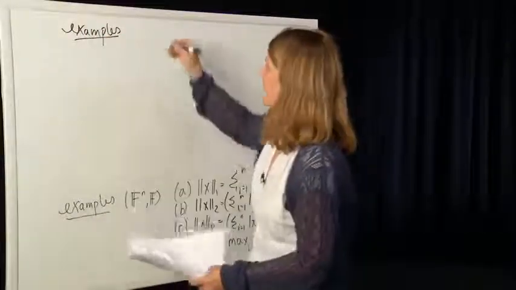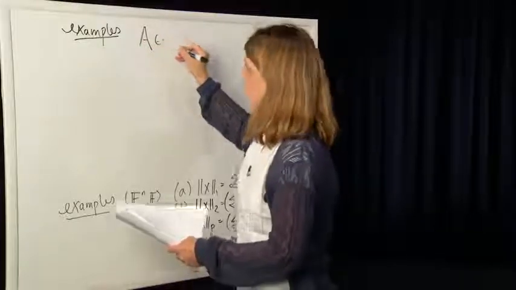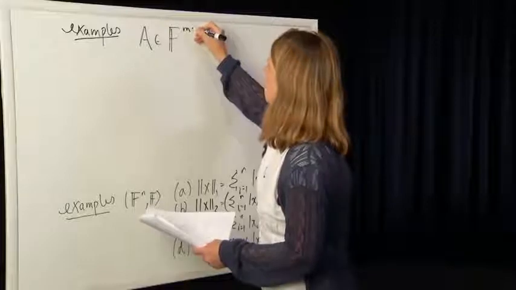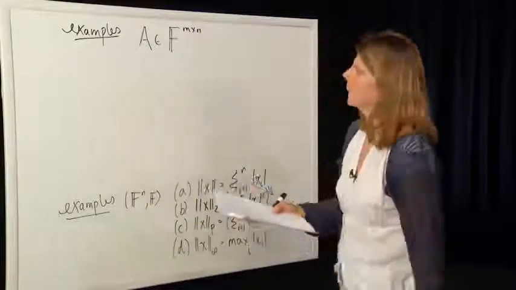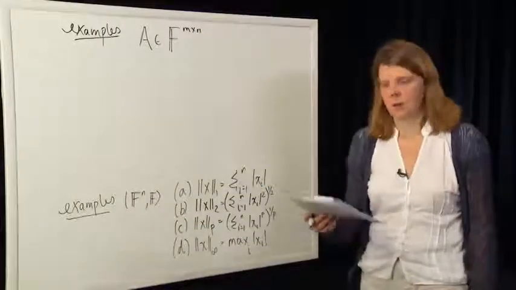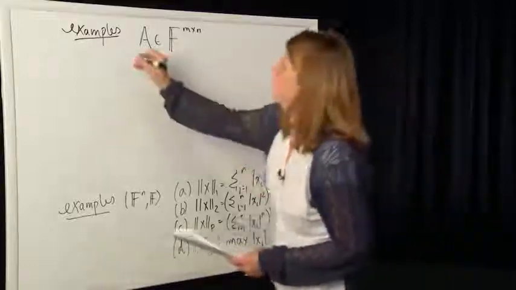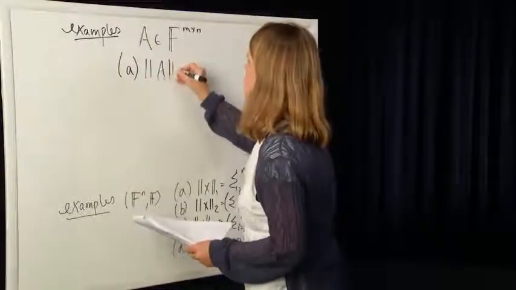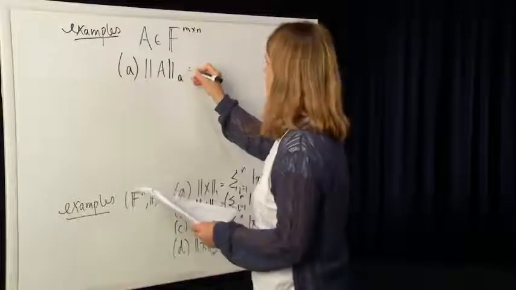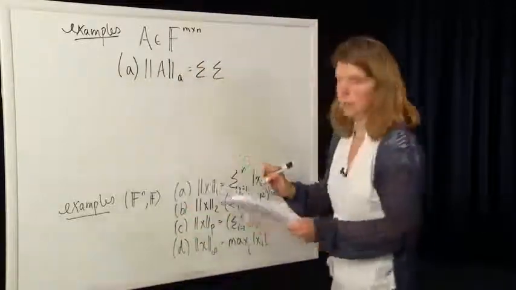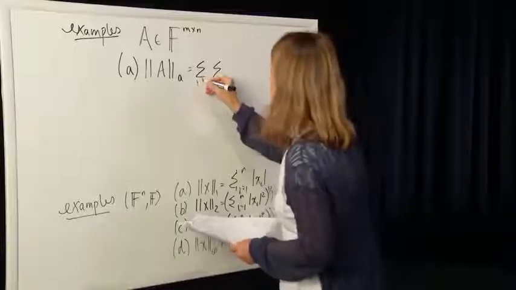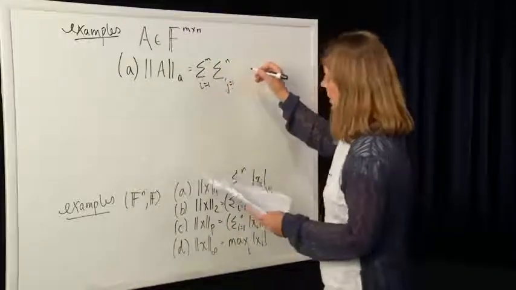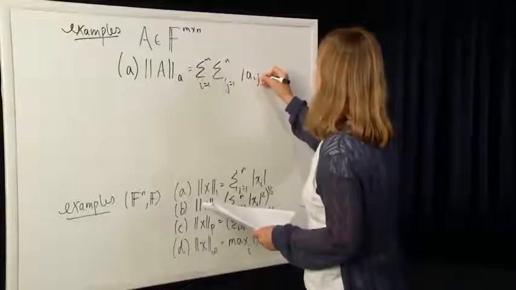So we're going to consider matrices A, and they don't have to be square. So we'll say A belonging to F^(m by n), where F is either the reals or the complex numbers. And so here are some possible matrix norms. This is typically called the A norm. So it's the summation over the rows and columns, i equals 1 to m, j equals 1 to n, of the absolute value of a_ij.